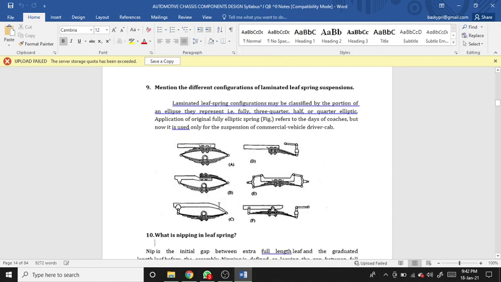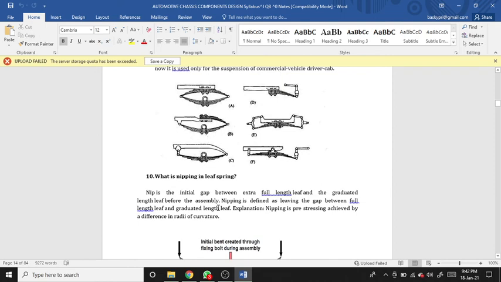Next one, what is nipping? Nipping is a very important term in the field of leaf spring. Here nip is the initial gap between the extra full length leaf and the graduated length leaf before the assembly. The nip is calculated before the assembly of the leaf spring. Nipping is defined as leaving the gap between the full length leaf and the graduated length leaf. Nipping is pre-stressing achieved by a difference in radii of curvature.